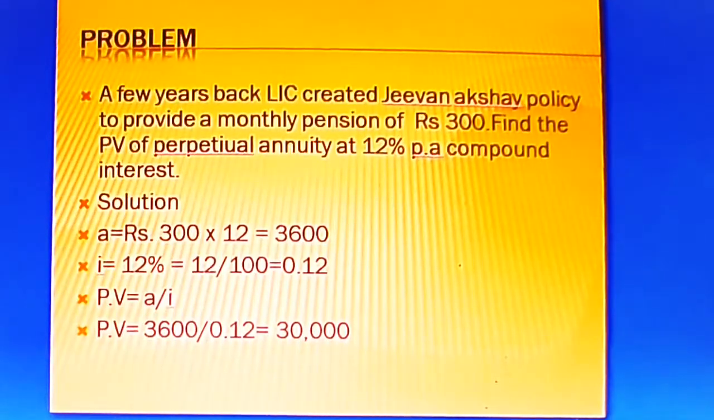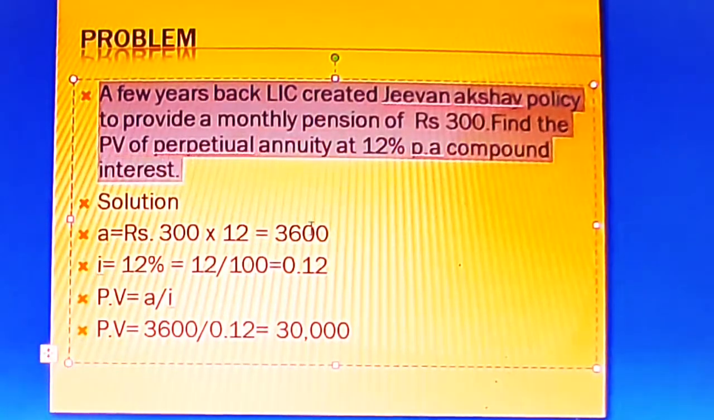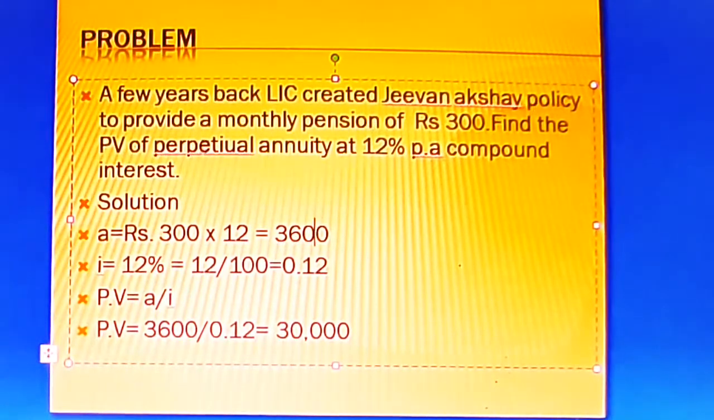Okay, next important problem. This kind of problem is asked in your board exam. A few years back, LIC created Jeevan Akshay policy to provide a monthly pension of rupees 300. Find the present value of perpetual annuity. So here it's directly given, it's a perpetual annuity. You have to find the present value of the perpetual annuity at 12% per annum compound interest. So solution: here they have given it in a twisted way, so you have to understand.